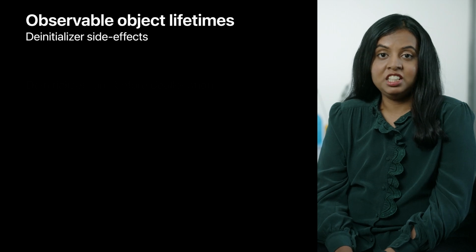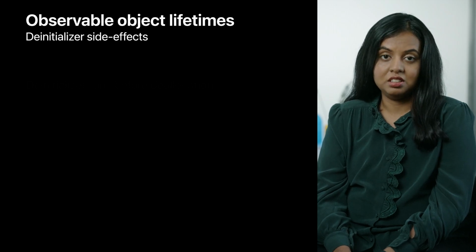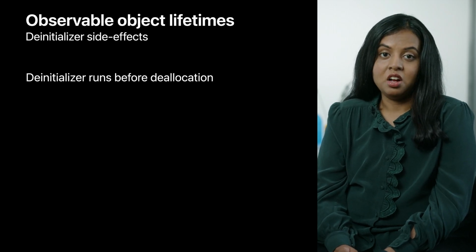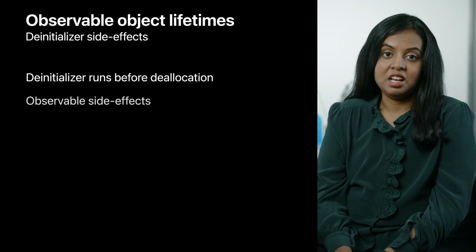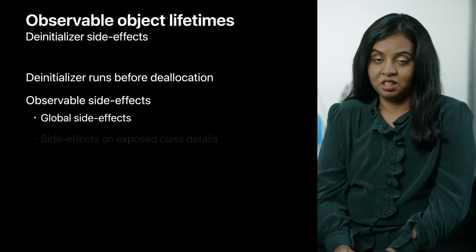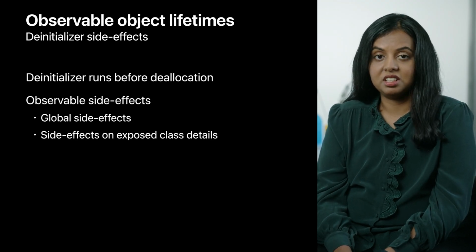Avoiding the need for weak and unknown references may have additional implementation cost, but this is a definite way to eliminate all potential object lifetime bugs. Another language feature that makes object lifetimes observable is deinitializer side effects. A deinitializer runs before deallocation, and its side effects can be observed by external program effects.